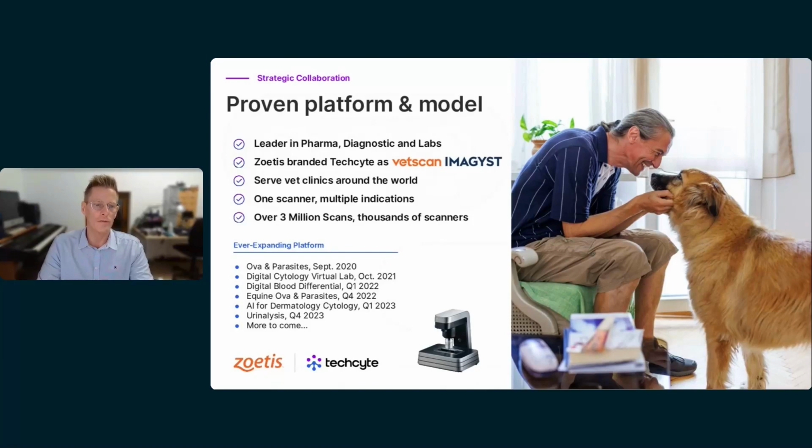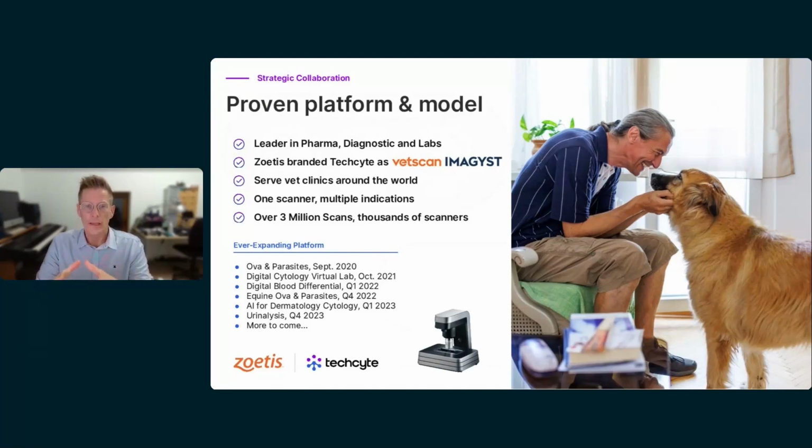I mentioned one of our verticals, veterinarian, earlier, and the reason I mention it is because we licensed our software to one of the largest brands in pharma diagnostics and labs for the veterinarian market, which is Zoetics. This was an important event for us because as they branded us as VetScan Imagist and took us out to the world, it enabled us to prove not just the models, the AI models, but also our platform.